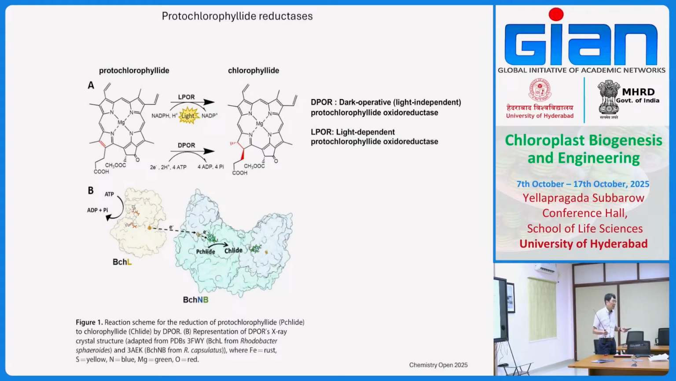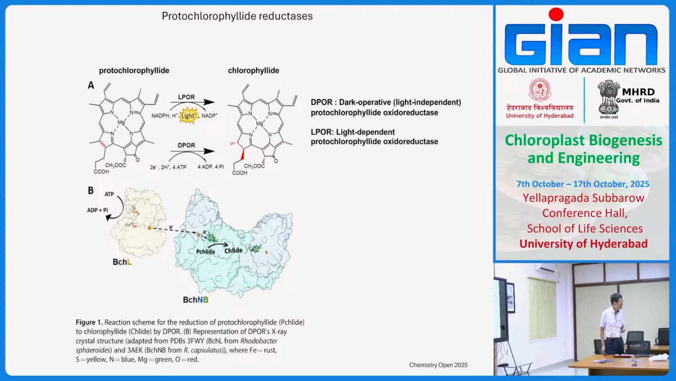In most land plants, higher plants, vascular plants, which become yellow in the dark, there is only LPOR, light-dependent protochlorophyllide oxidoreductase. This enzyme is active under the light. So in the dark, this activity is deficient, the conversion of protochlorophyllide to chlorophyllide stops, and chlorophylls do not accumulate.